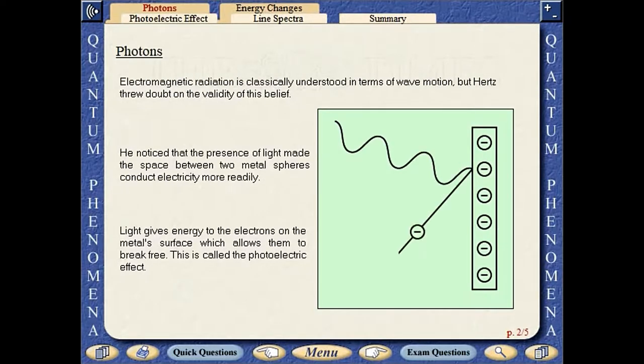Electromagnetic radiation is classically understood in terms of wave motion, but Hertz threw doubt on the validity of this belief. He noticed that the presence of light made the space between two metal spheres conduct electricity more readily. Light gives energy to the electrons on the metal's surface, which allows them to break free. This is called the photoelectric effect.